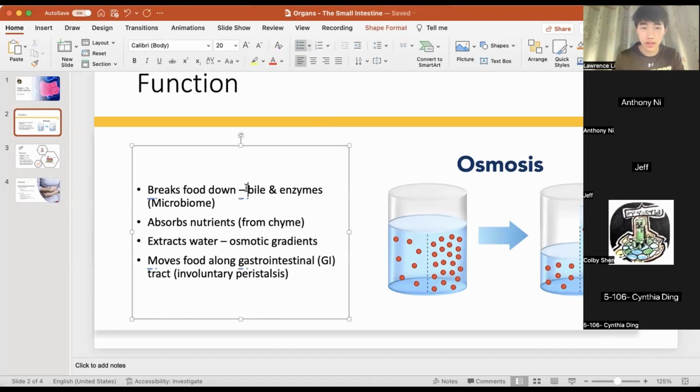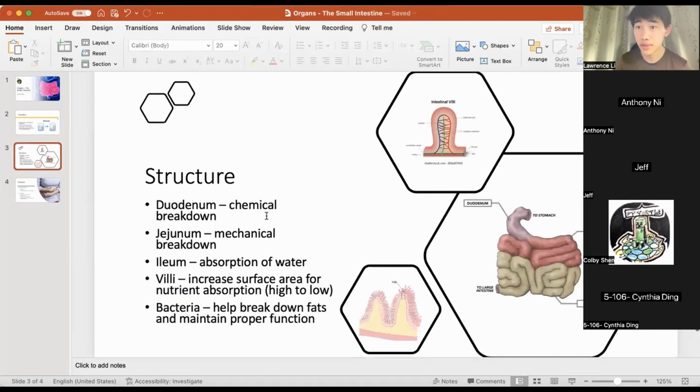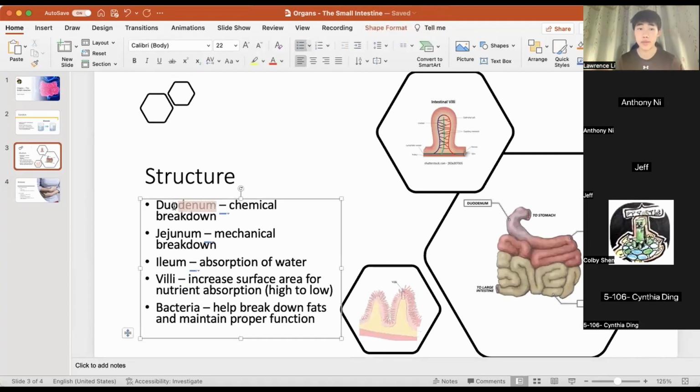But like I said in the first slide, one of the main functions of the small intestine is to break down food with bile and enzymes, right? And so that bile and those enzymes are released into the duodenum. This is the part where chemical breakdown happens, right? You have your emulsification of fats. You have your breakdown of carbohydrates by these enzymes that are released. So a lot of this chemical breakdown happens in the duodenum, right?